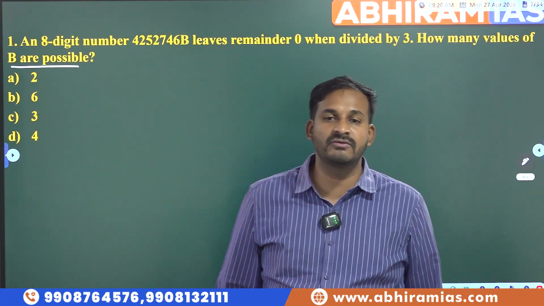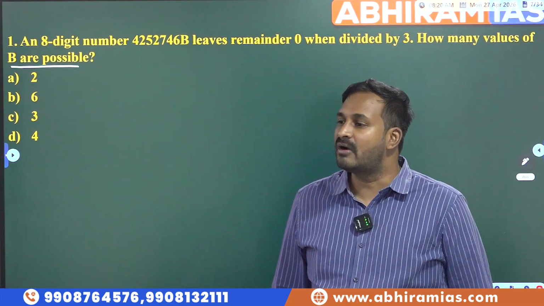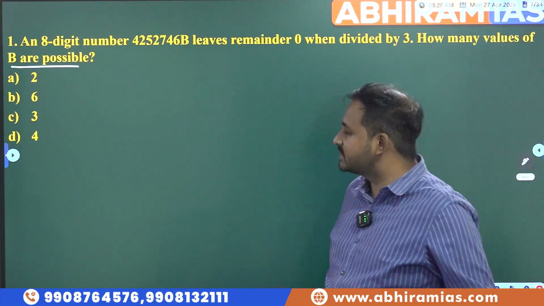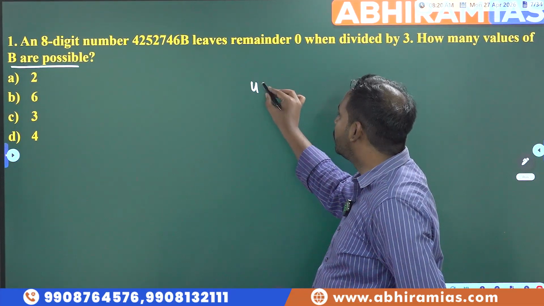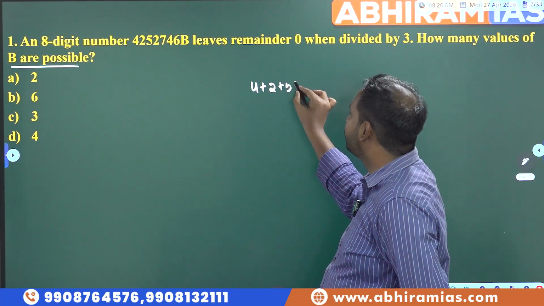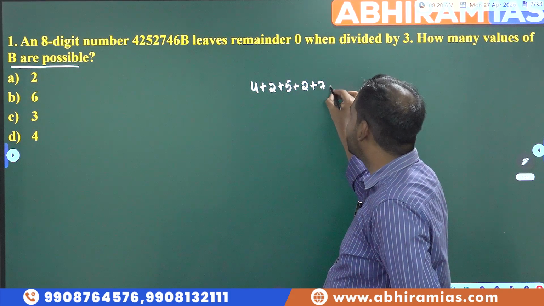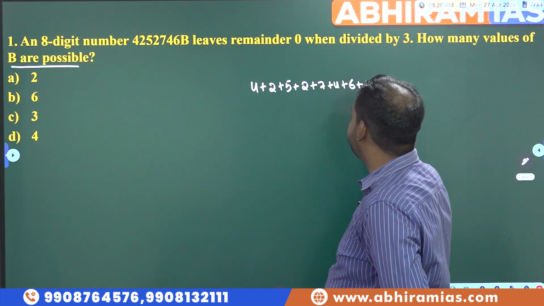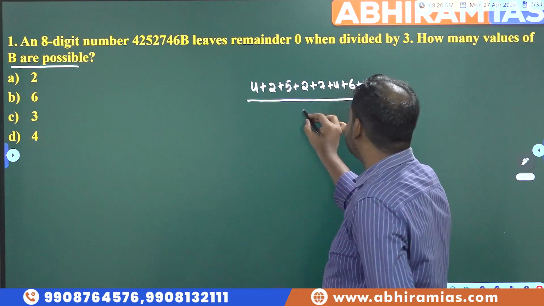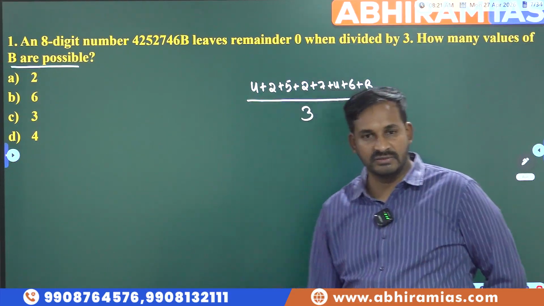So what is the divisibility rule of 3, students? The sum of the digits should be divisible by 3, right? So please add all the digits. That means 4 plus 2 plus 5 plus 2 plus 7 plus 4 plus 6 plus B should be divisible by 3 for us here.